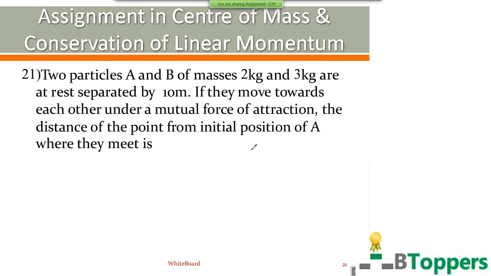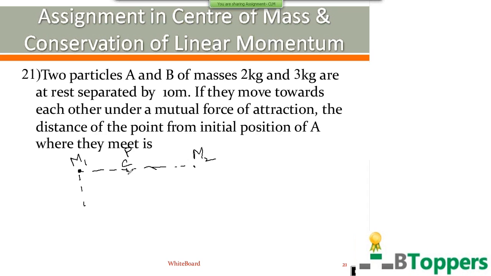The distance of the point from the initial position where they meet is, as I told you, if the two point masses are initially at rest, and if they start moving towards each other only under the mutual force of attraction, and if no external force acts on the system, then the two particles collide or meet each other at the position of their center of mass. You have to find the position of the center of mass of the system of the two particles at which the two particles meet each other.